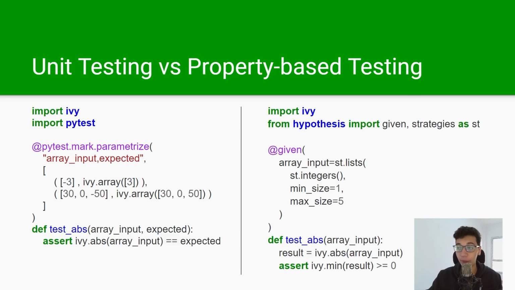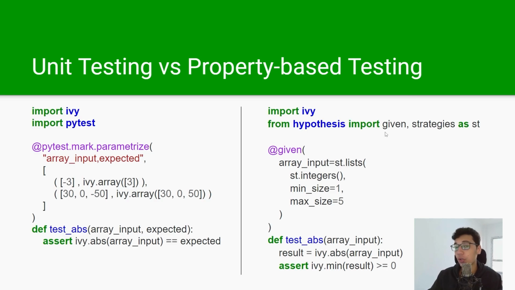Now, let's go back to hypothesis and look at how to write a property-based test. The given decorator here is our entry point to hypothesis. It tells hypothesis that given that input, we call the function test abs, and it will be completely randomized. We also use what are called strategies from hypothesis. A strategy is how we define what our input will be like. It's our way to communicate with hypothesis and tell it that we want some kind of list here, we want a number to be generated, we want a Boolean to be generated, and so on.